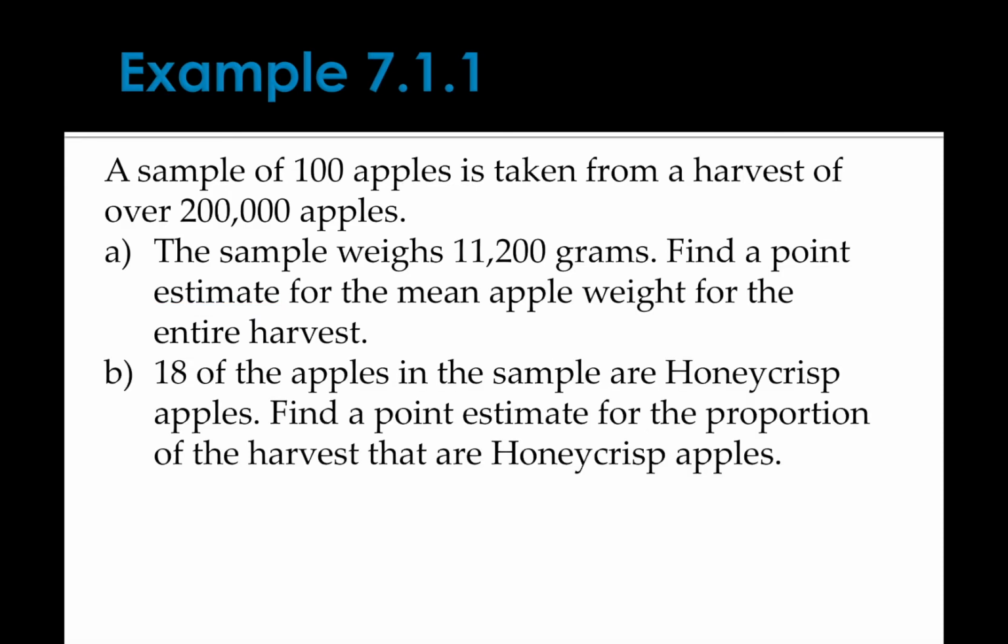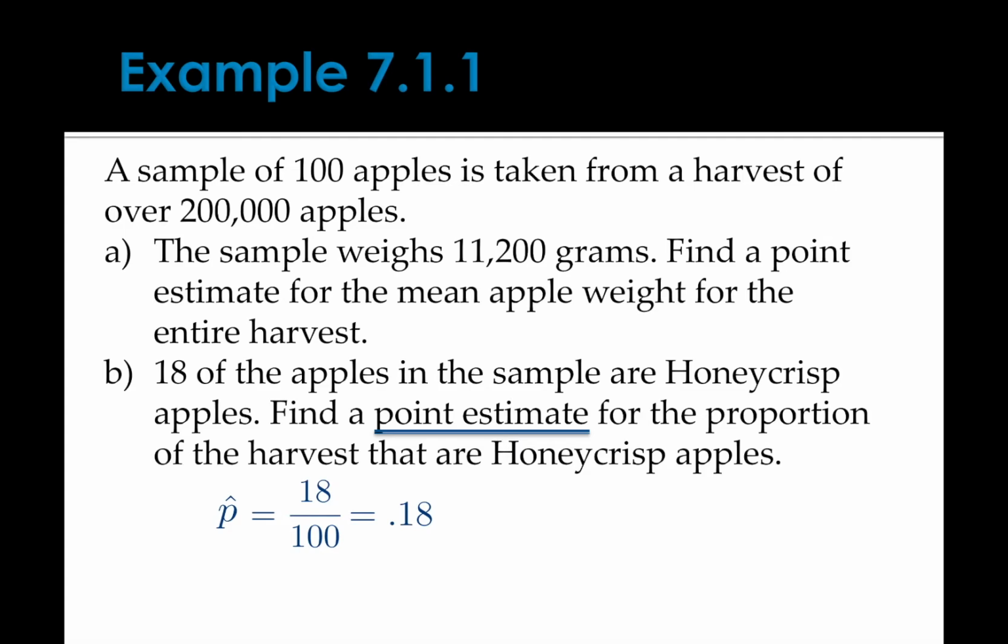All right, in part B, they tell us that 18 of the apples in the sample are Honeycrisp apples. Find a point estimate for the proportion of the apples that are Honeycrisp apples. Okay, so again, the proportion of the entire harvest that are Honeycrisp apples would be the population proportion. We would use a lowercase p for that, but we're finding a point estimate for that. So that's going to be p hat. So we just want to find the proportion of our sample that is Honeycrisp apples. All right, and there are 18 out of 100, so that gives us 0.18, or 18% of the sample is Honeycrisp, so we would guess that 18% of the entire harvest is Honeycrisp apples.